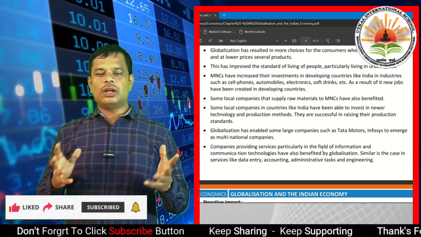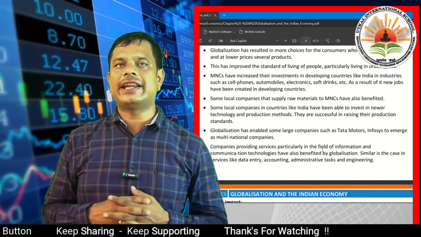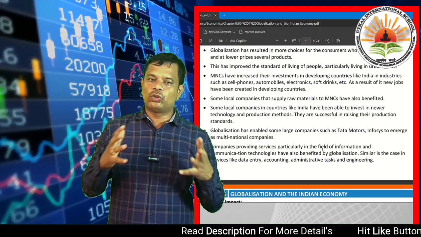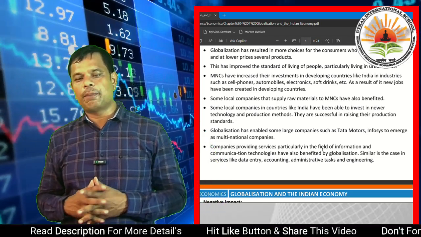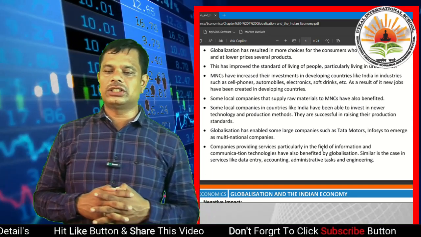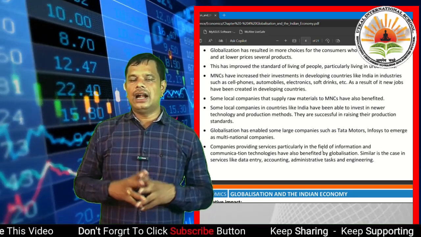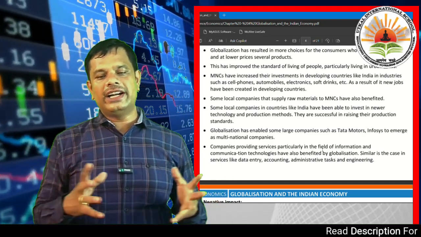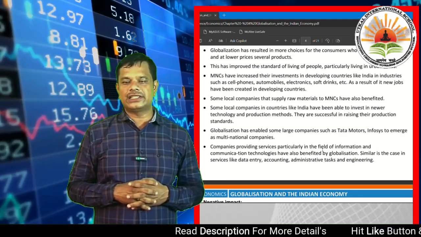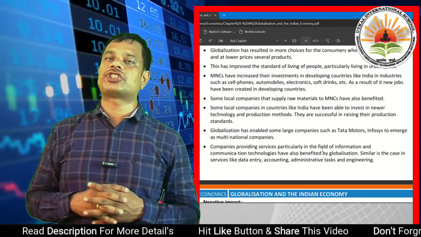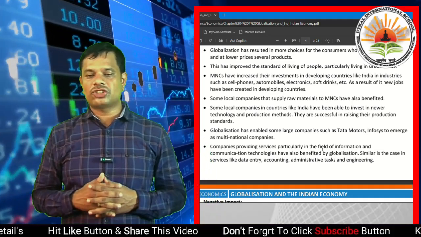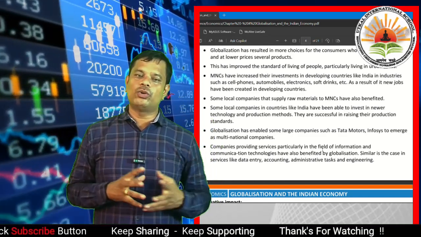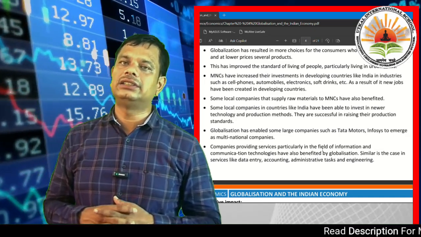Some local companies that supply raw materials to multinational corporations have also benefited. It is a main benefit. Another positive point of globalization is that some local companies in countries like India have been able to invest in newer technology and production methods. They are now successful in raising their production and standard.